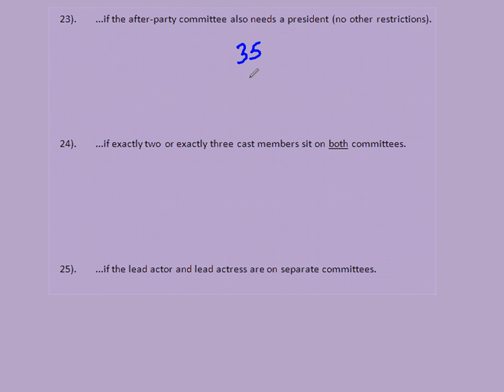So we had 35 choose 8 and 35 choose 10. Now, however, we need somebody to serve as the president from the after-party committee. This one was the after-party committee, so all I need to do is pick one of these 10 to serve on that committee. So I'll multiply by 10 choose 1, or just 10, because of those 10 people, I need to choose 1 in there to be the president.